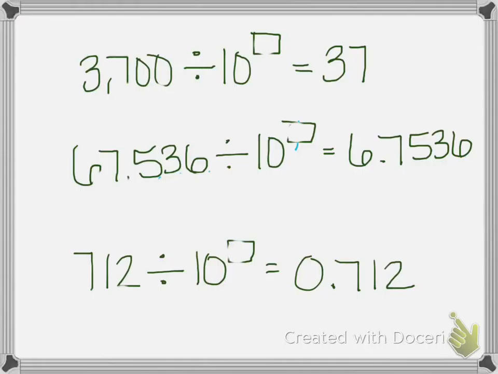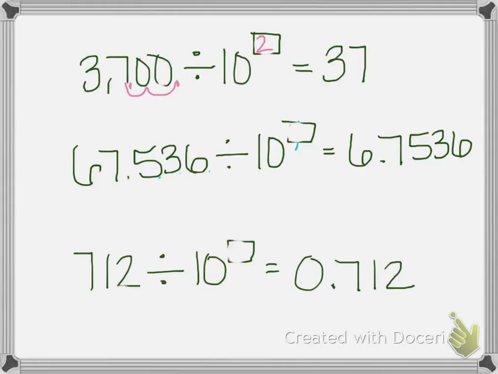Number 2 says fill in the exponent to make a true number sentence. 3,700 divided by 10 to the blank equals 37. So our decimal point starts here and it moves right here to make it 37. So it goes 2 spots to the left, which means it would be 10 to the second.